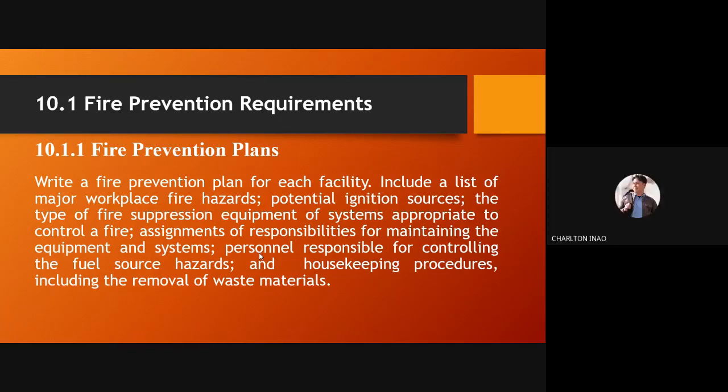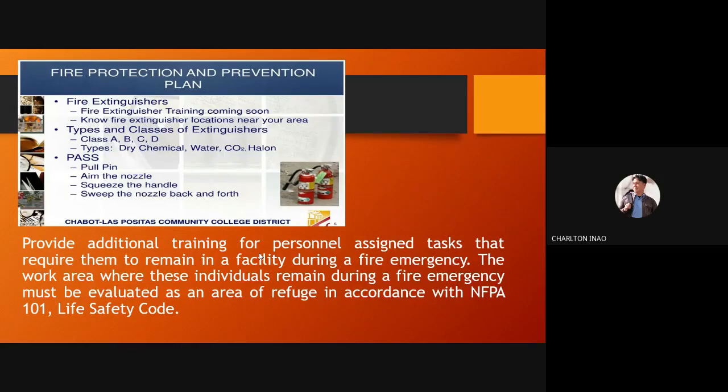Write a fire prevention plan for each facility. Include a list of the workplace fire hazards, potential ignition sources, the type of fire suppression equipment or systems appropriate to control a fire, assignments of responsibilities for maintaining the equipment and systems, personnel responsible for controlling the fuel source hazards, and housekeeping procedures, including the removal of waste materials.